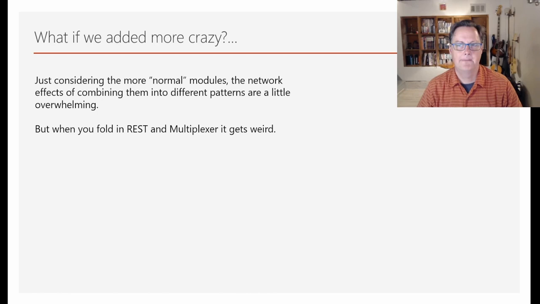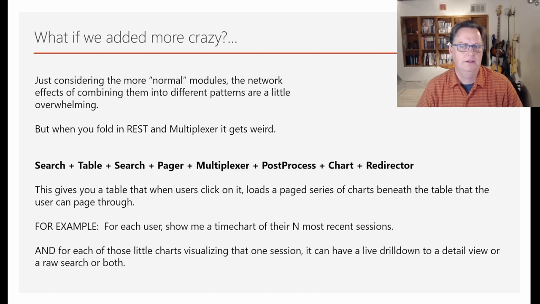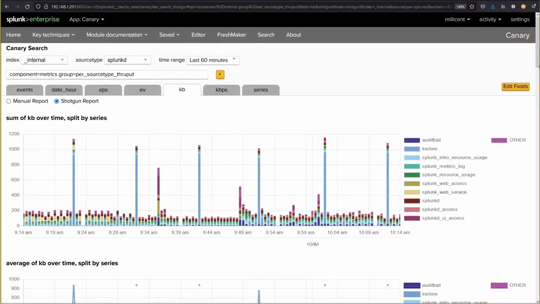What if we added more crazy? It's when we fold in that rest and multiplexer module and the layer, I suppose, that things start to get really odd. Here, I'm going to just show you the weird syntax, but then let's just see it. This is crazy. Going to show you a multiplexer example.